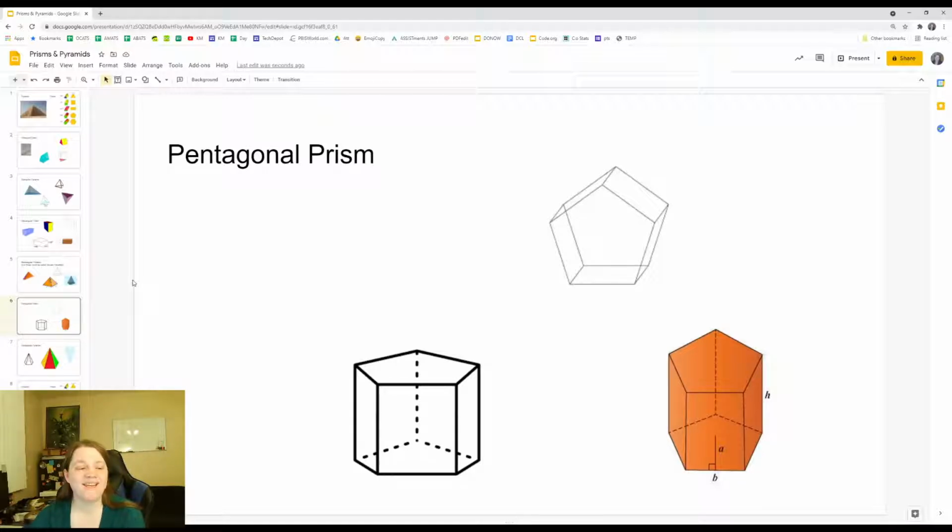Here we have a pentagonal prism. A pentagonal prism has a pentagon base, which means five-sided base, and then, just like that stack of cards, it's been extended out. And you can see that the bottom and the top are the same, and they're all connected.